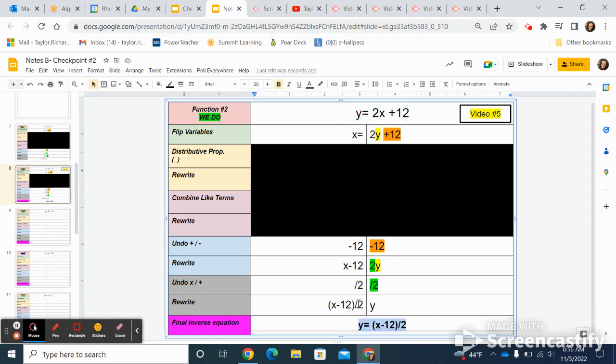This is the opposite equation of the original. So that would be video 5.